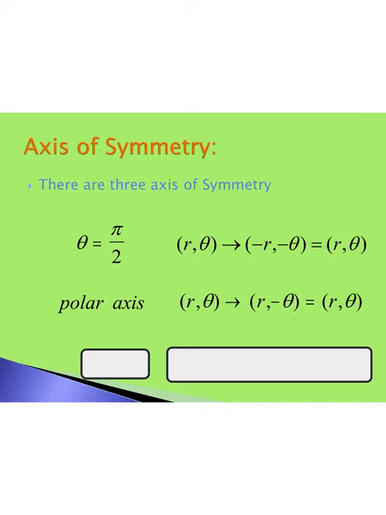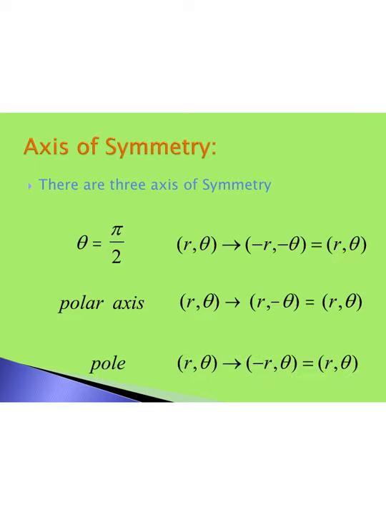And again, this would be symmetry across your x-axis, so to speak. And then last but not least, we have the pole, which is the origin. Something has symmetry across the pole if you take your point (r, theta) and replace it with the point (-r, theta), and you end up getting, again, the exact same point. So we're going to look at some graphs here and discuss which of these symmetries they have and how we can determine that.